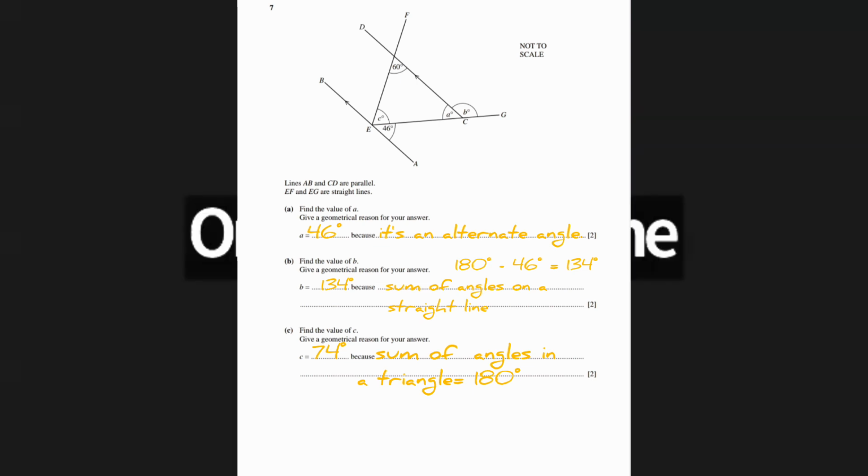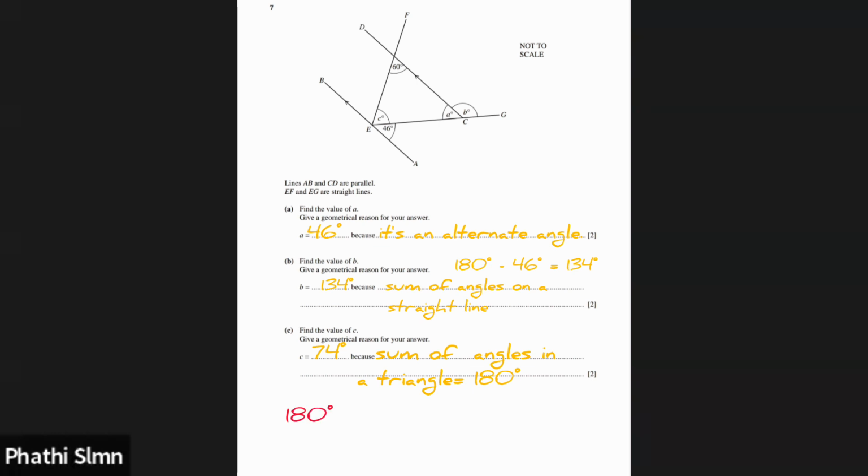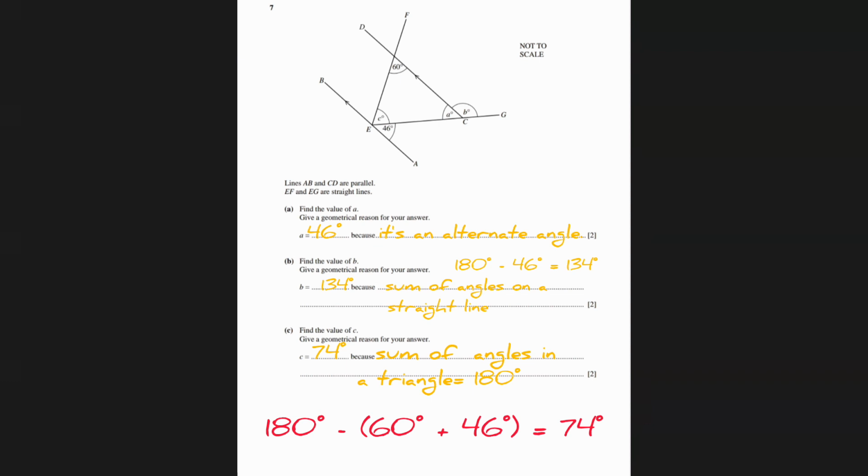This 74 for C. We added, we said 180 degrees. Remember, angles in a triangle add up to 180. And then we added these two, like 60 degrees plus our 46 degrees, together, and then we subtracted from 180. Can you see that?